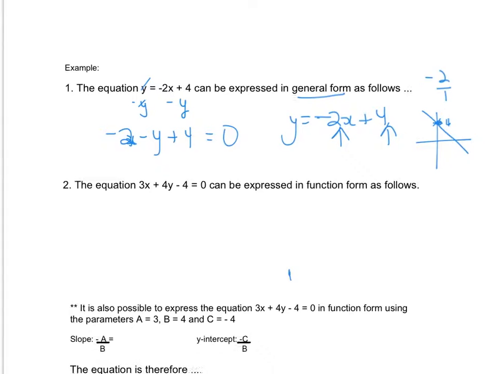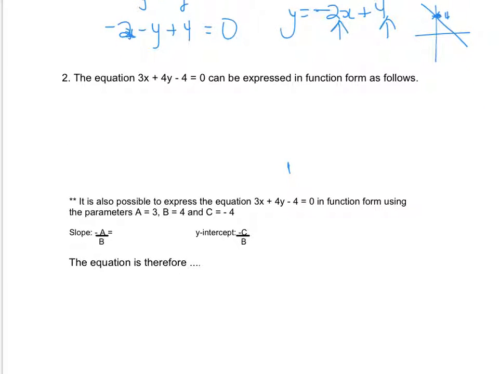So the next one is more applicable to you guys because the government is going to ask you not necessarily to take function and convert it to general. They want to do general to function. So this is a general form: 3x plus 4y minus 4 is equal to 0. That's general form. I want to put it in function form. Function form is y is equal to ax plus b. So I want y all by himself and I want y positive. So the first question you're going to ask yourself is, is y positive? He absolutely is.